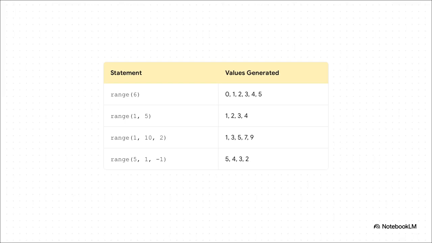And check out that last example. You can even use a negative step to count backwards. It is just incredibly versatile. All right, let's see this thing in action. Classic example, a rocket launch countdown.